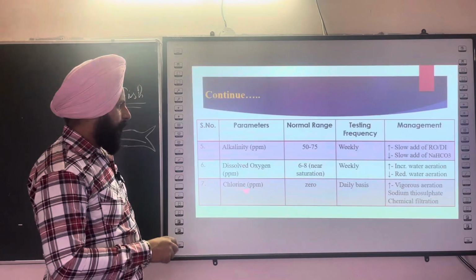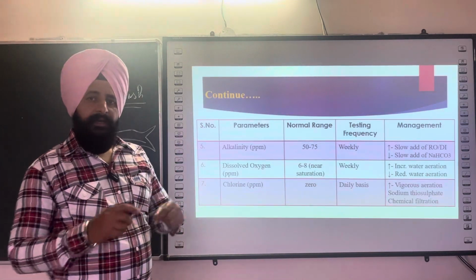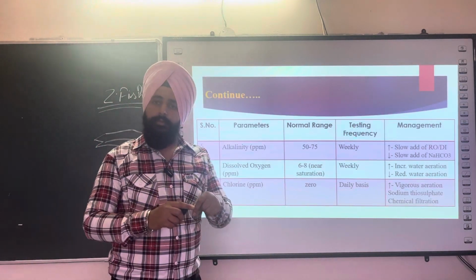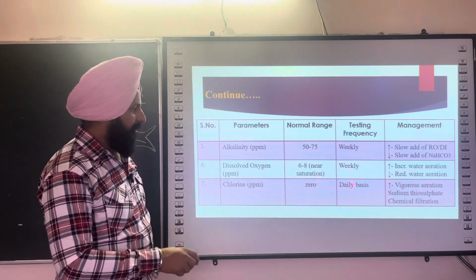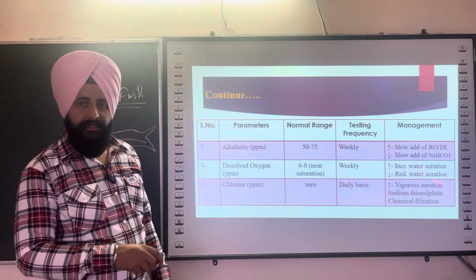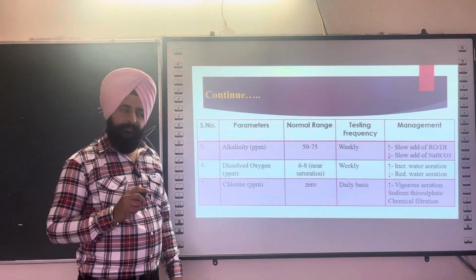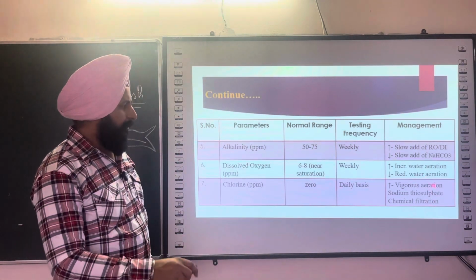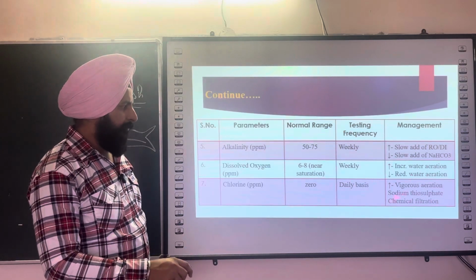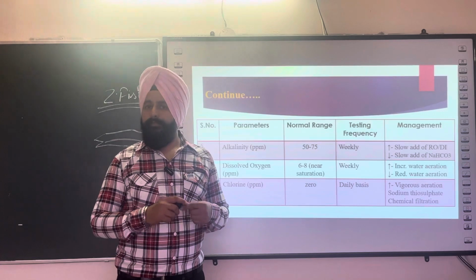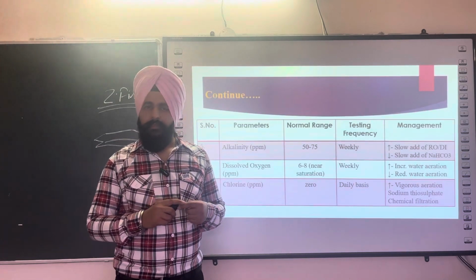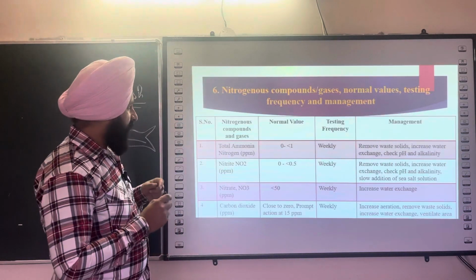Next is chlorine. What should the chlorine content be? The chlorine should be very, very low, or near zero level. The chlorine should also be analyzed in the tank on a daily basis. If the chlorine is high, you can add some sodium thiosulfate, which can reduce the chlorination power of the water. So these are the basic things which are necessary.